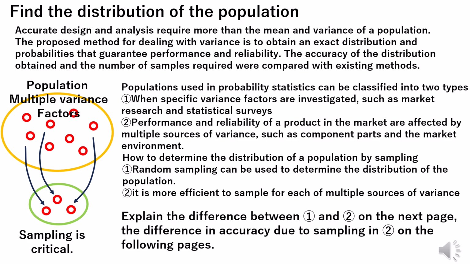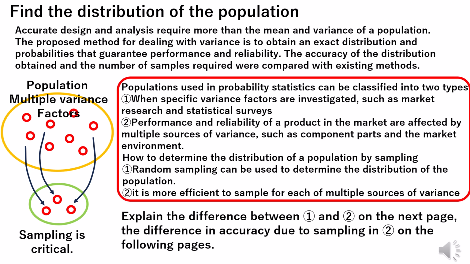In dealing with variance, instead of approximating the variance with a functional distribution such as a normal distribution, the actual distribution shape is determined for each variance factor, and the distribution shape of the parameters of the calculation results that indicate performance and reliability is obtained. I propose to find the probability that it satisfies the target in a rigorous manner. Furthermore, I explain how sampling can be used to obtain an accurate population distribution with relatively small amounts of data in order to understand the distribution.